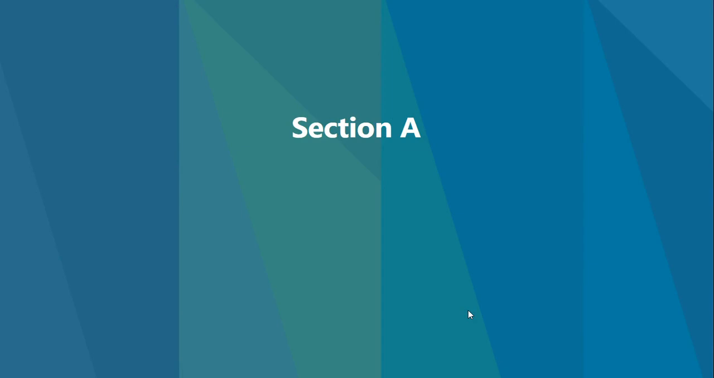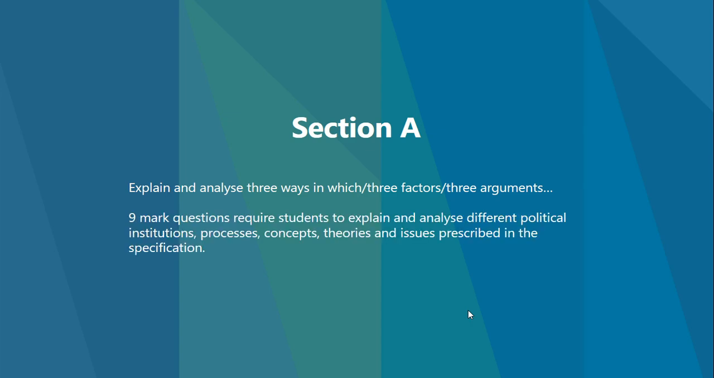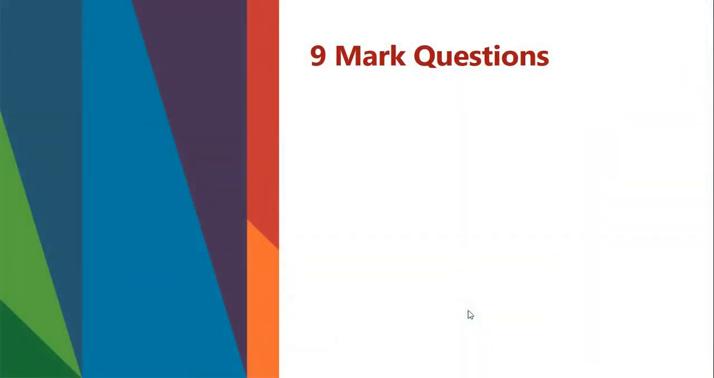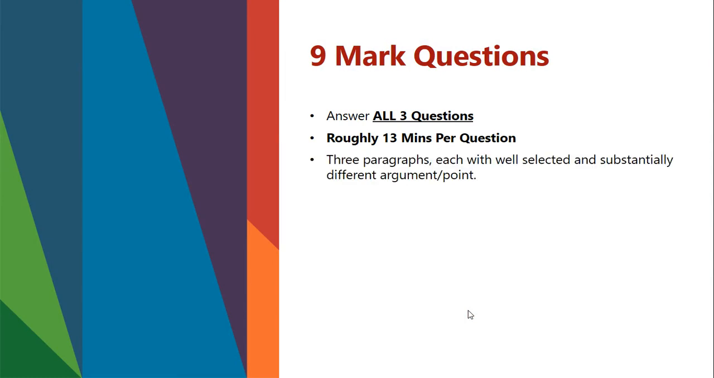So section A of the papers is for you to analyse and evaluate 3 ways in which, or 3 factors, or 3 arguments. These are the 9-mark questions in which you are required to explain and analyse different political institutions, processes, concepts, theories, and issues as prescribed in the specification. You are required to develop and substantiate at least 3 points in a structured and analytical answer, making use of appropriate political vocabulary and using examples to substantiate your answer throughout. So for your 9-mark questions, you must answer all 3 questions, which means you spend roughly around 13 minutes per question.